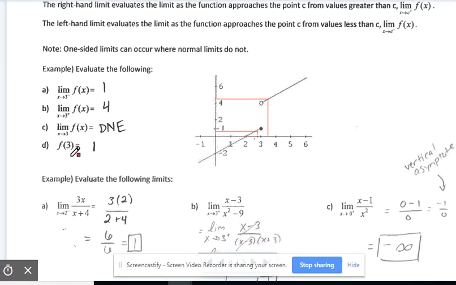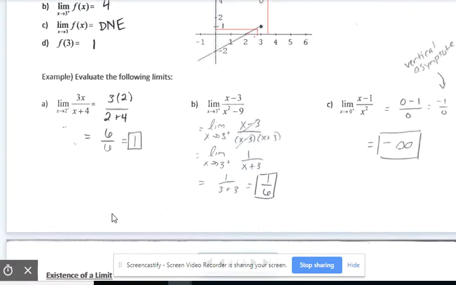So f of 3, which is just what is the function value at x equals 3, is 1. So if we're looking here, it's not defined up here, it's defined down here. So it is 1. All right, so that's from a graph, which we have done.